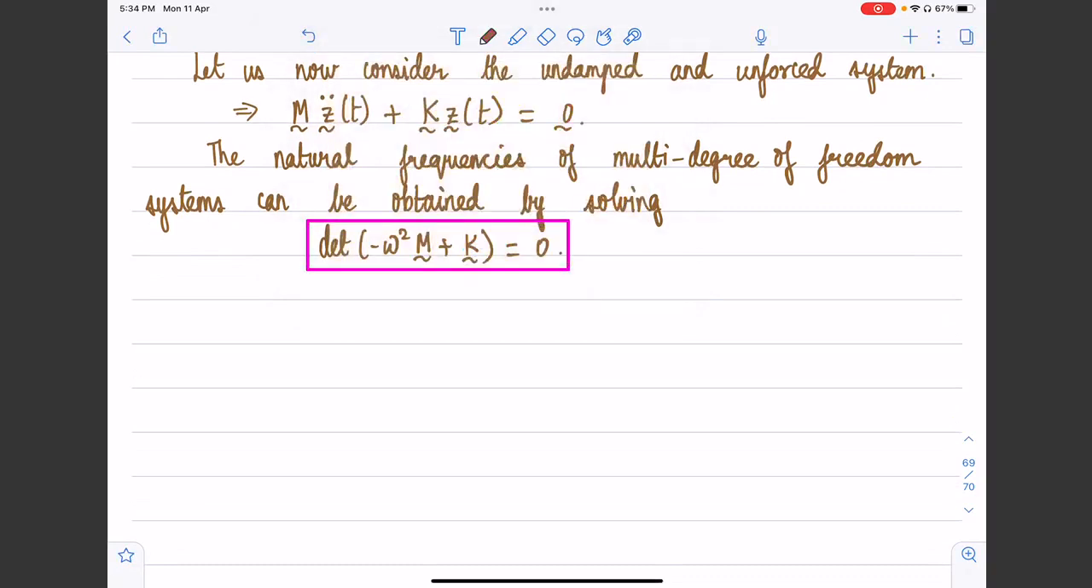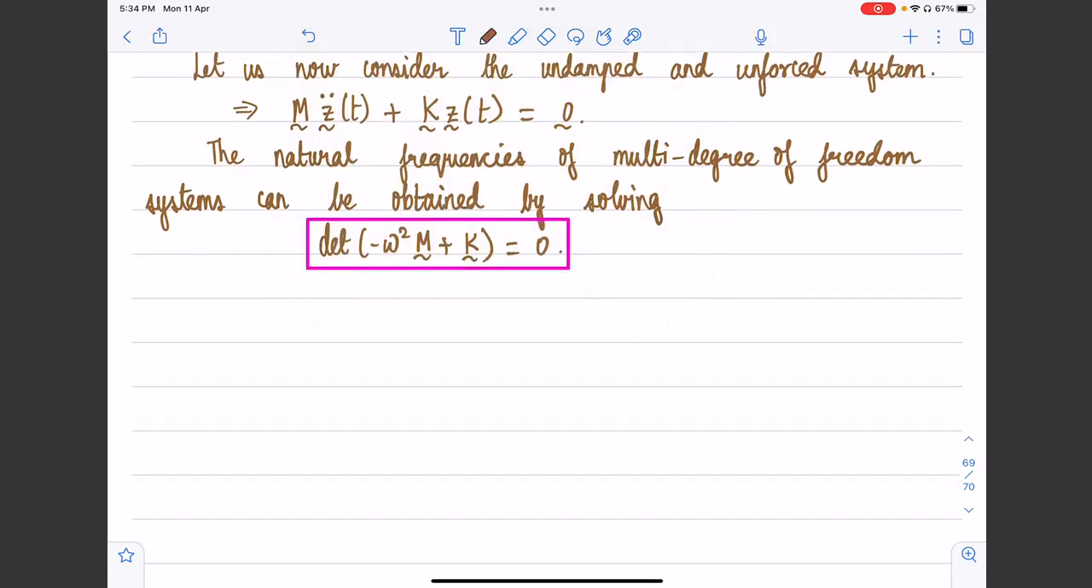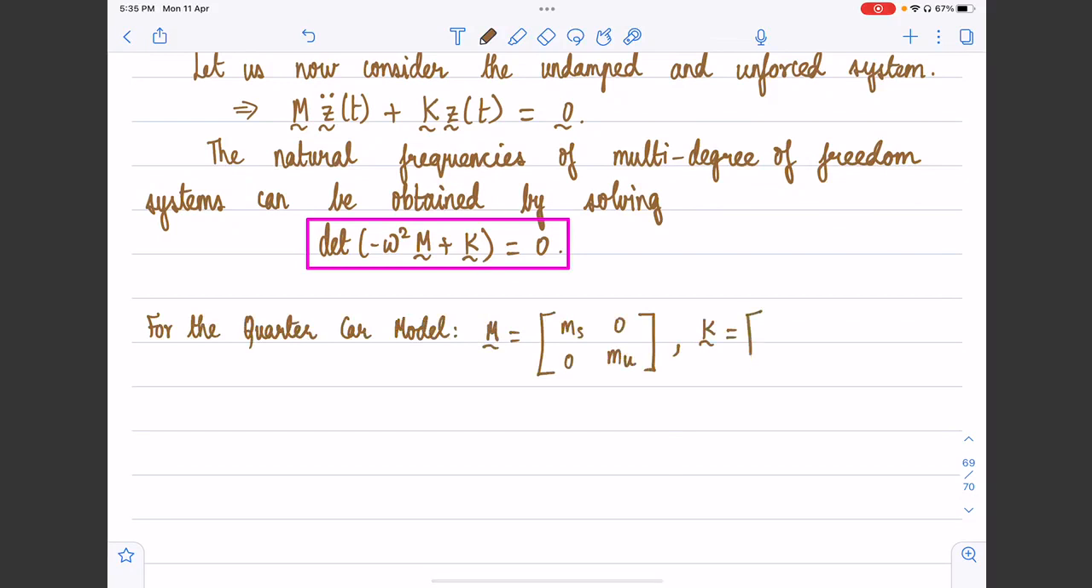All right, that's how we calculate the natural frequencies of a multi-degree of freedom system. So now, if I were to apply it to the quarter car model that we are considering, what do we have? For the quarter car model, the mass matrix M is going to be equal to ms 0, 0, mu. We know this. And the stiffness matrix K is going to be equal to Ks, minus Ks, minus Ks and Ks plus Kt.